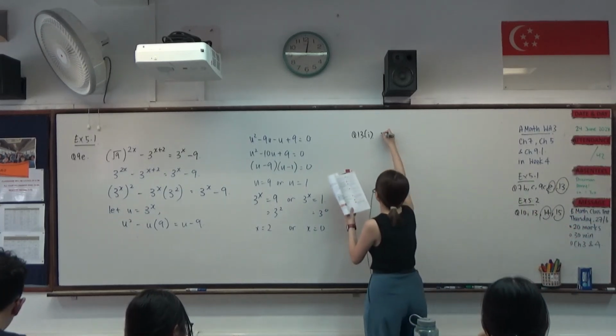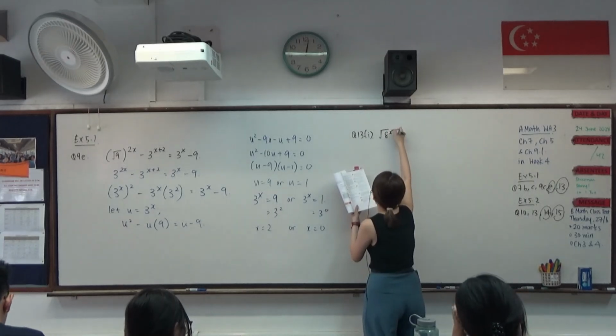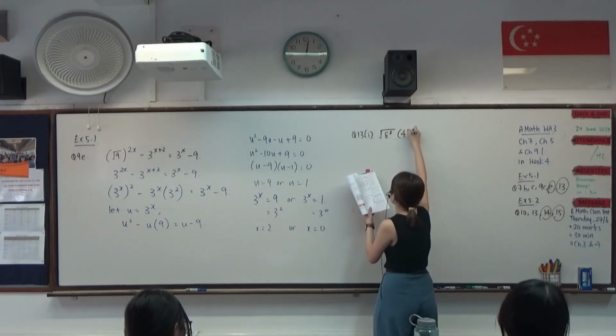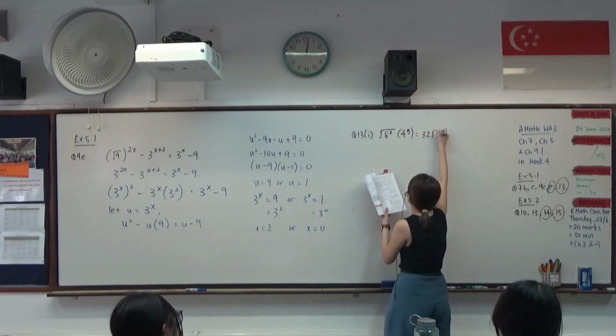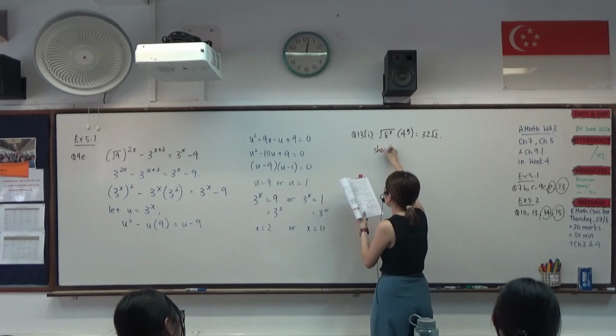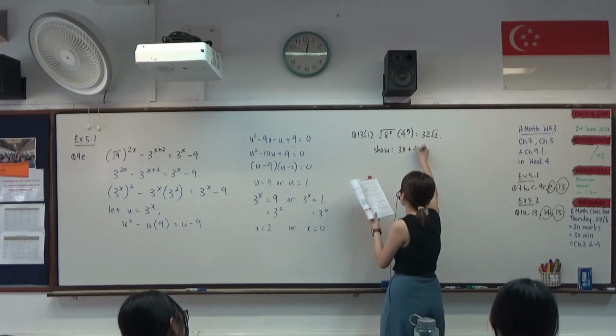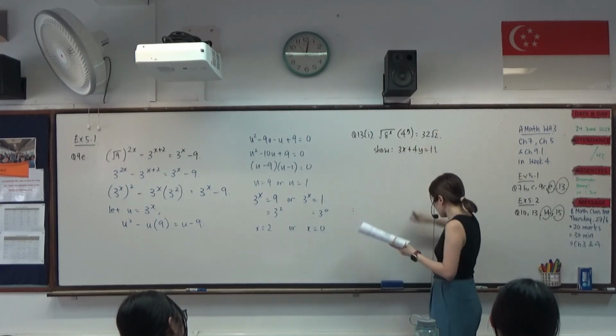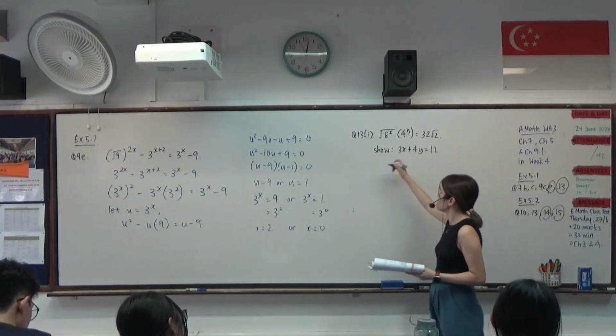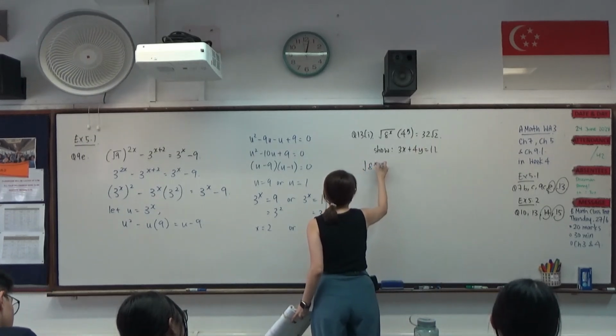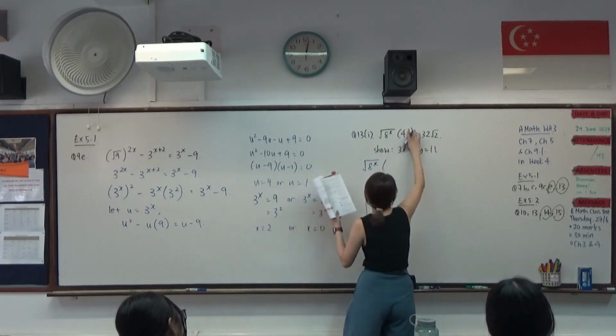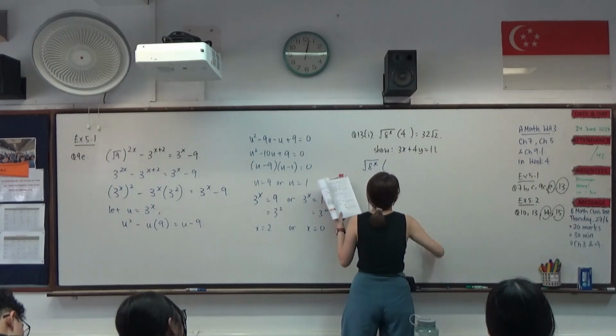So part 1, given this, we want to show that 3x plus 4y equals 11. So what we need to do is to manipulate the given equation.